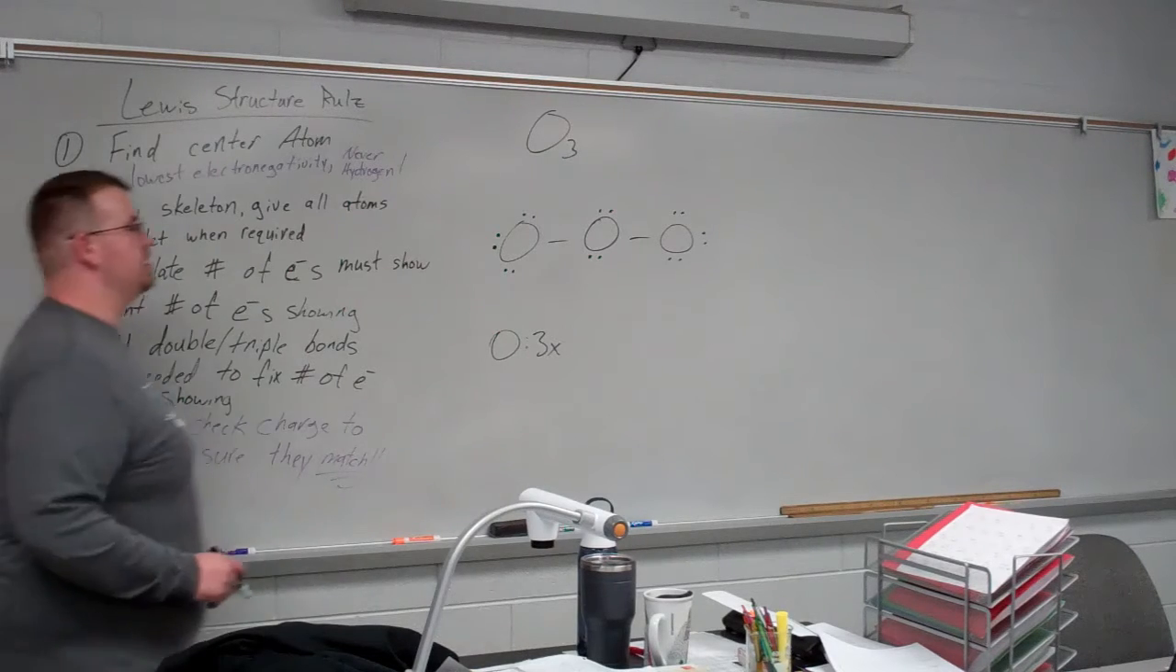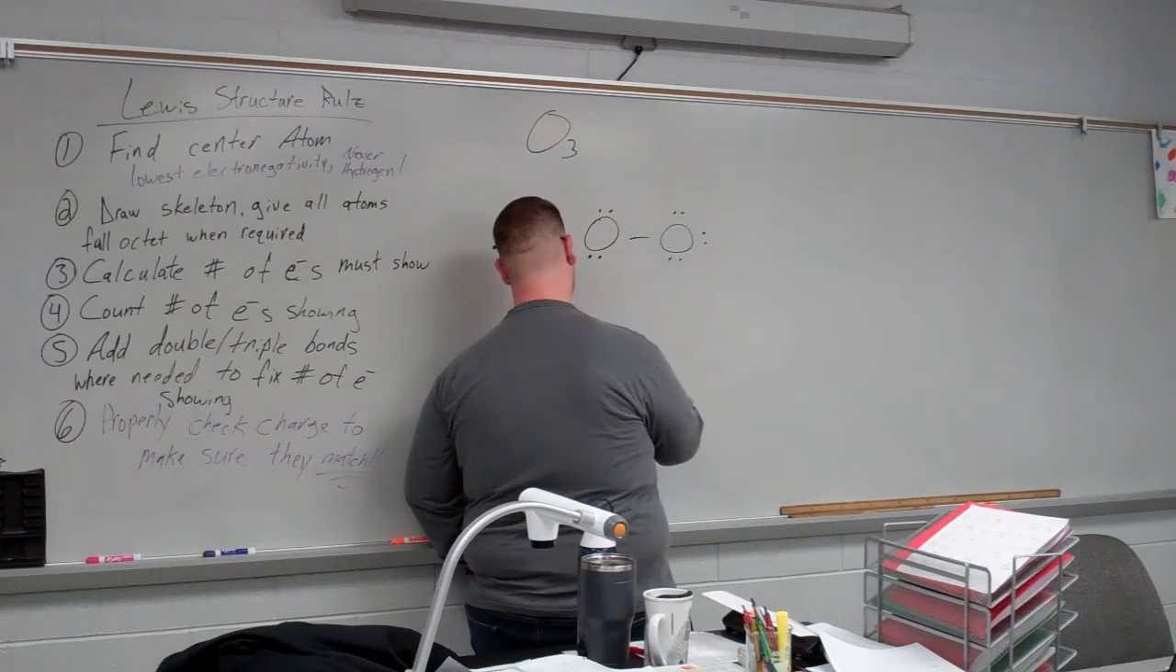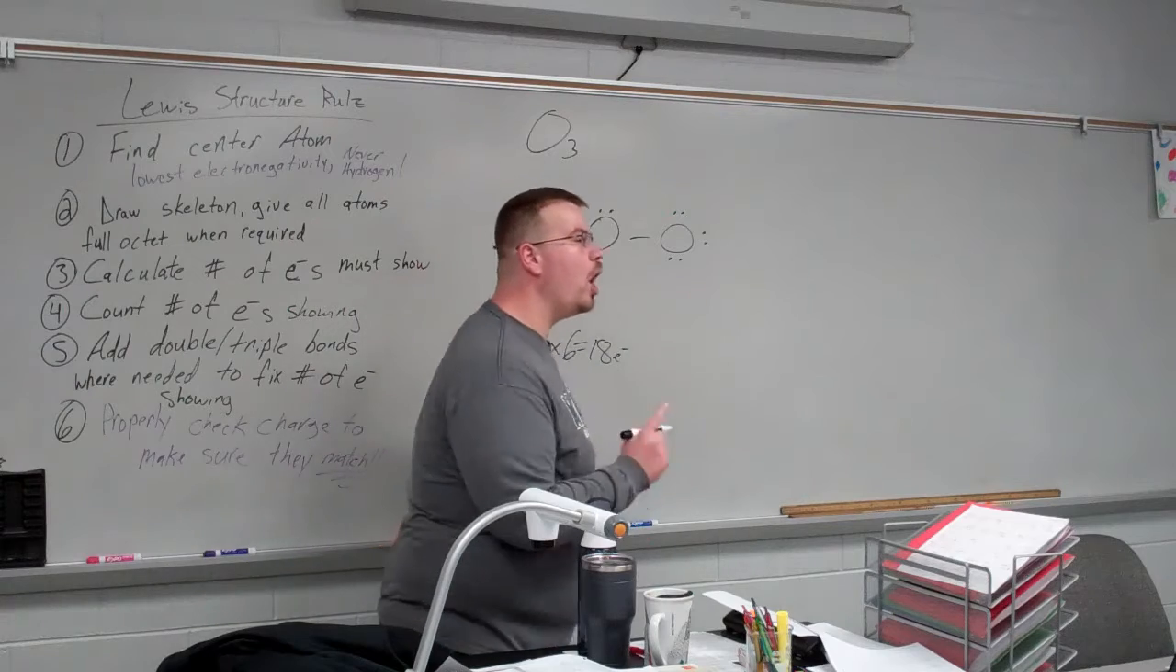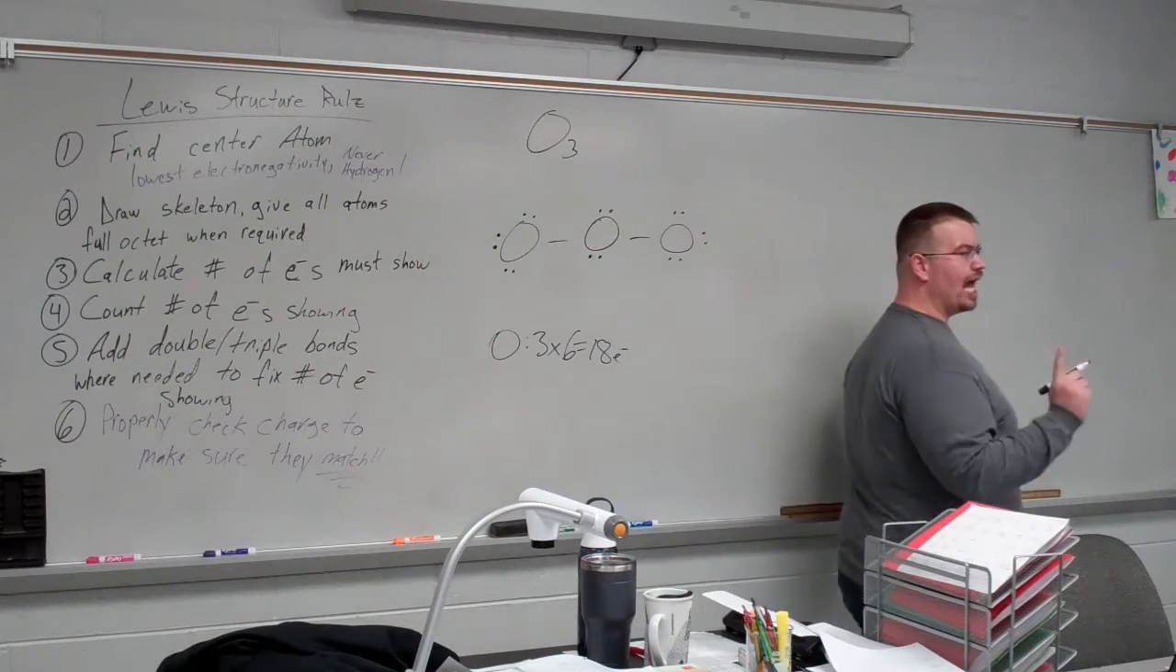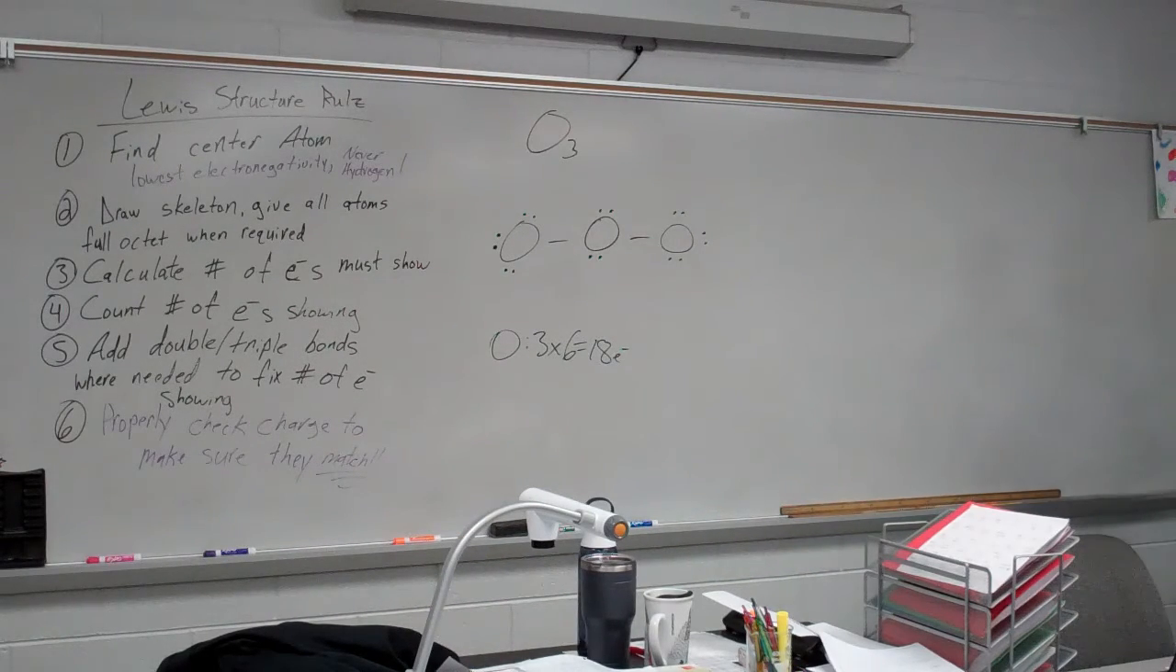Alright, so 6. So 3 times 6 is 18. We are to only show 18 electrons, and we must show 18 electrons.